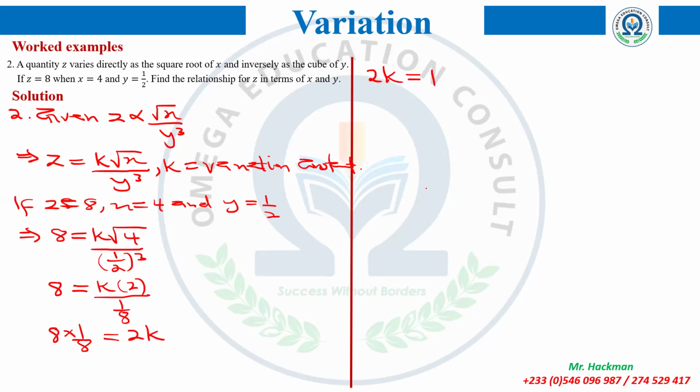Okay, so now we are looking for k, not 2k. So you write it again before you divide by 2 over 2. So your k will be equal to 1 over 2. And once you know k, you are more than comfortable to get your relation in terms of whatever you are looking for.